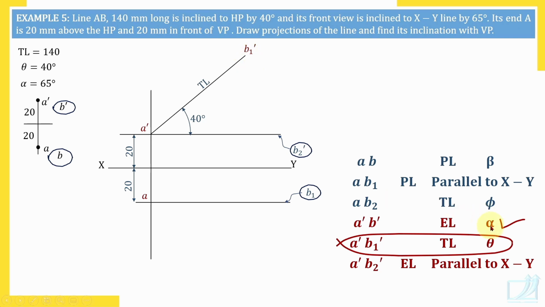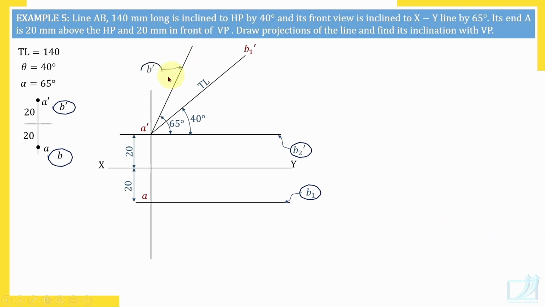Then alpha is given. So measure that alpha. Alpha is angle for A dash B dash. So A dash is here. Measure that angle alpha 65 degrees and draw a line. But we cannot mark B dash because length A dash B dash is unknown. Here length A dash B1 dash was given, 140 millimeter. It is true length. But length A dash B dash is EL and EL is not given. So we cannot mark B dash here. But we'll mention here that this is the line on which B dash is.